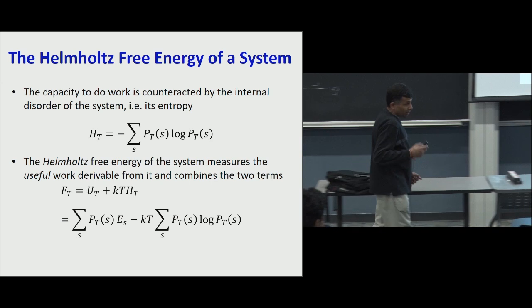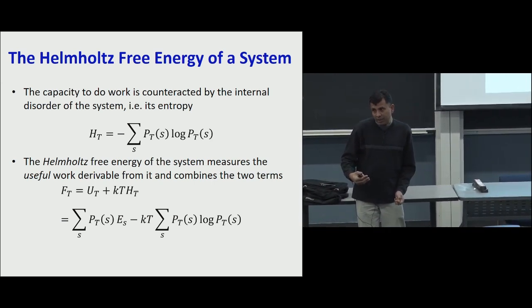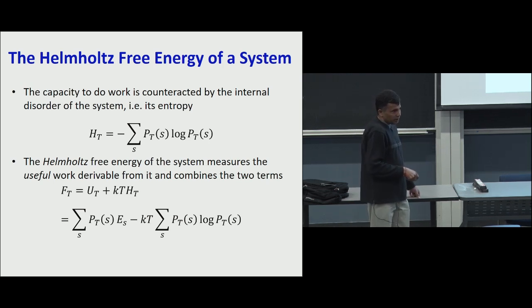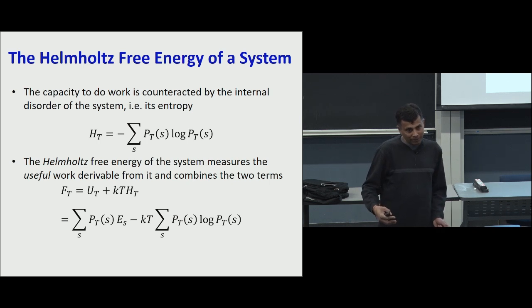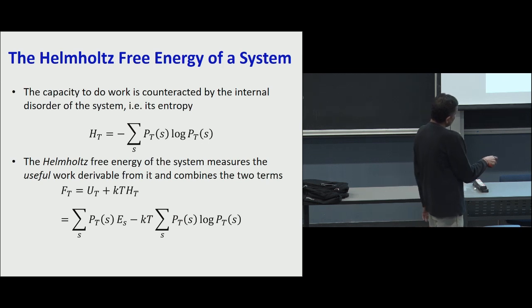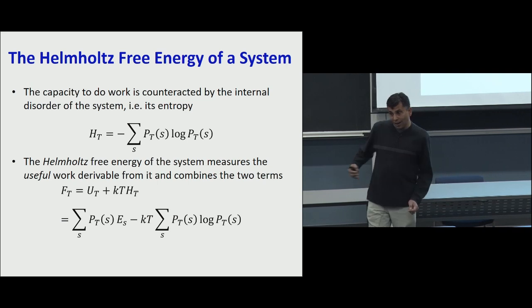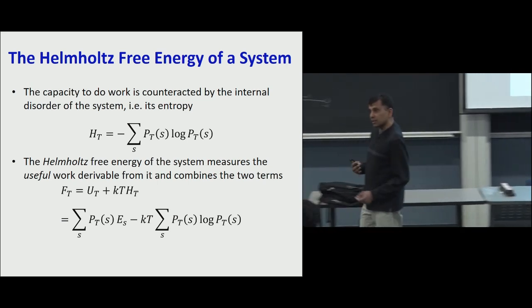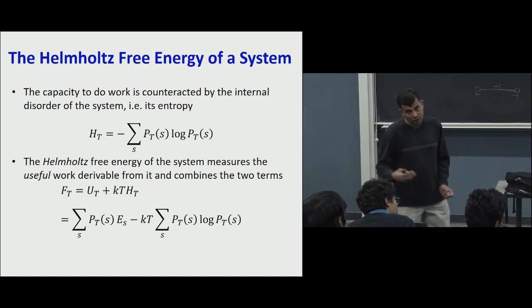So the Helmholtz free energy, which actually measures how much useful work can be derived from the system, is the difference between the capacity of the system to do work and what it loses because of its natural internal entropy, which is the capacity minus this product over here. This is the Boltzmann constant k times the temperature, and the larger the temperature, the more the stochasticity of the system is going to interfere with its ability to do work, right?